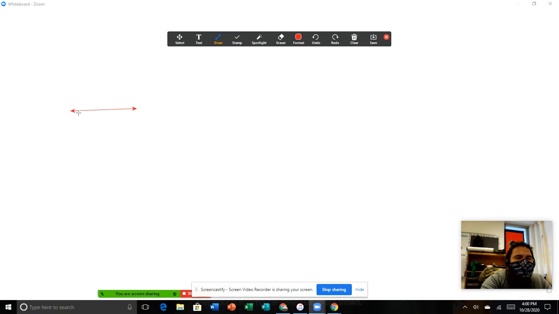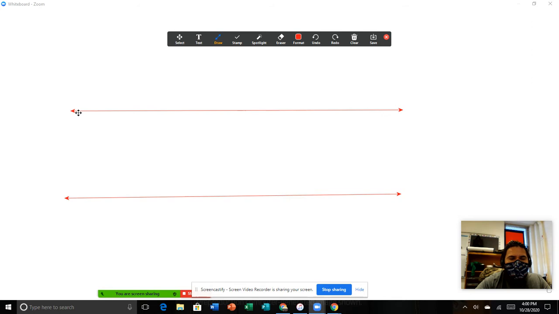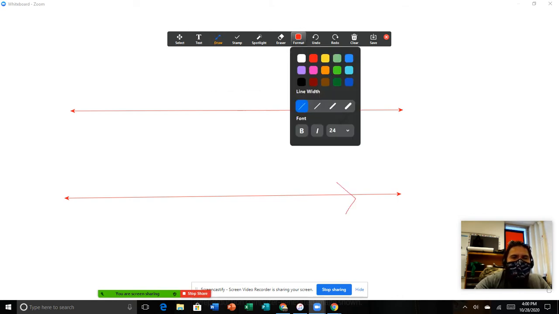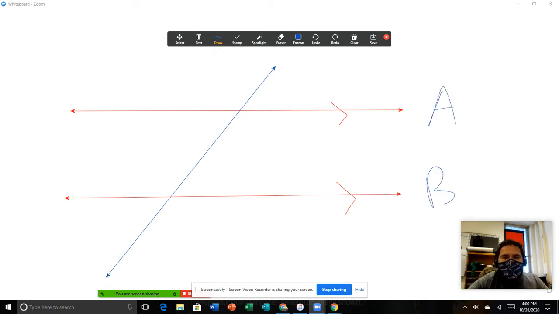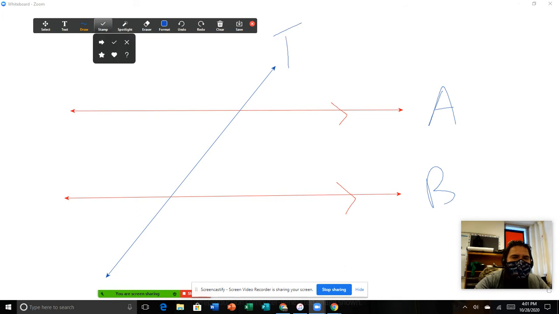So I'm going to draw these two lines, and we're going to assume that they're parallel. If I wanted to say that these two lines are parallel, I have a little indicator. Those say that those two lines are parallel, and we're going to create ourselves a transversal. Let's call this line A, and we'll call this one line B, and we'll call our transversal T for transversal. We know that we have certain angles and certain positions available based on these drawings.